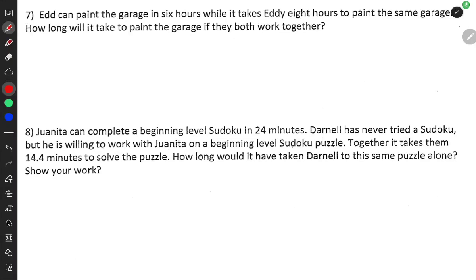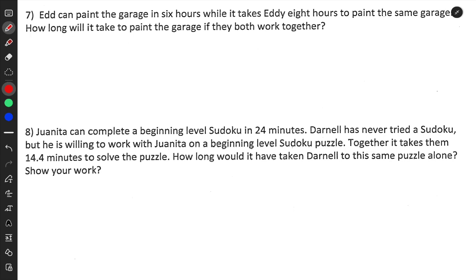Last two problems involve work rate time problems. And we're going to look at a couple different ways to approach these. The first problem says Ed can paint the garage in 6 hours, while it takes Eddie 8 hours to paint the same garage. So we've got two different rates, right?